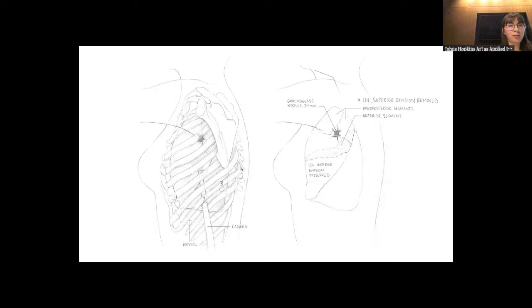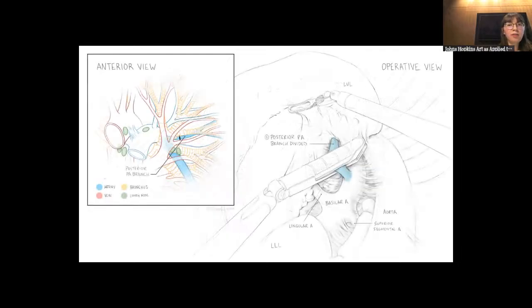For each of the following steps, I have depicted both the operative view, so the view of the surgeon through the camera, as well as a diagrammatic anterior view to better understand what segments are being removed. It is also important to mention here that within the pulmonary circulation, it is convention to illustrate arteries as blue and veins as red. To orient yourself in the operative view, the left lung is in the upper left, being elevated medially onto the heart.